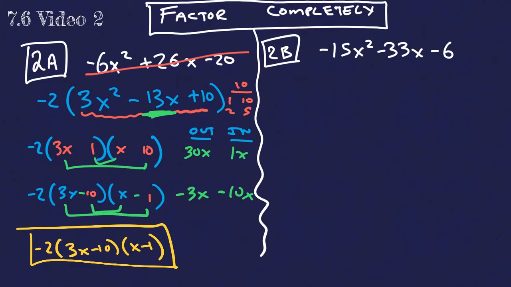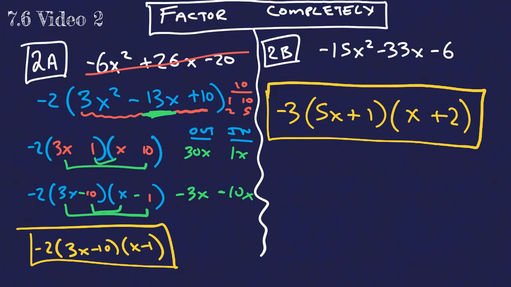Okay. So you guys pause this one, try to do the one on the right. It's a very similar problem. There's something you've got to factor out, and try to get the final answer to be the same as what you'll see in a second. All right, after you go through it all, you should end up with negative 3 times 5x plus 1 times x plus 2. Don't forget, these are interchangeable, so you could switch those. It could be x plus 2 first.